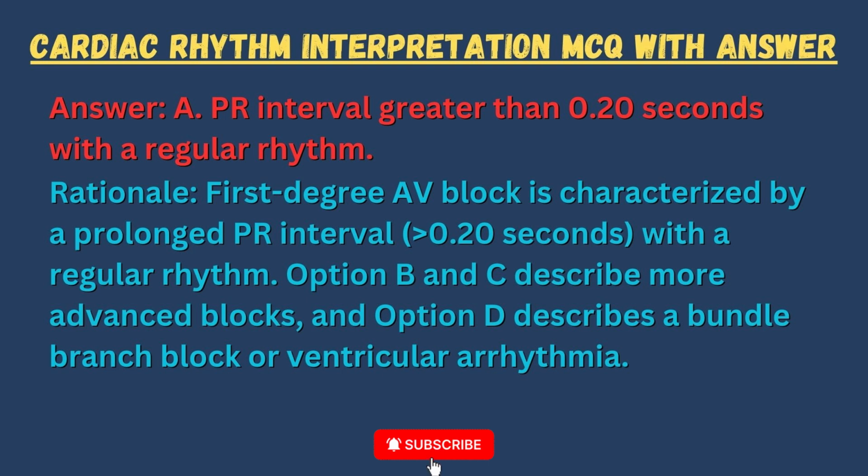Answer: A. PR interval greater than 0.20 seconds with a regular rhythm. Rationale: First-degree AV block is characterized by a prolonged PR interval greater than 0.20 seconds with a regular rhythm. Options B and C describe more advanced blocks, and option D describes a bundle branch block or ventricular arrhythmia.